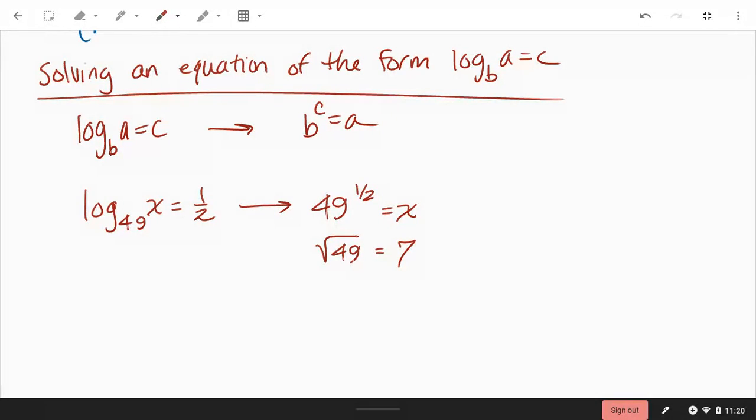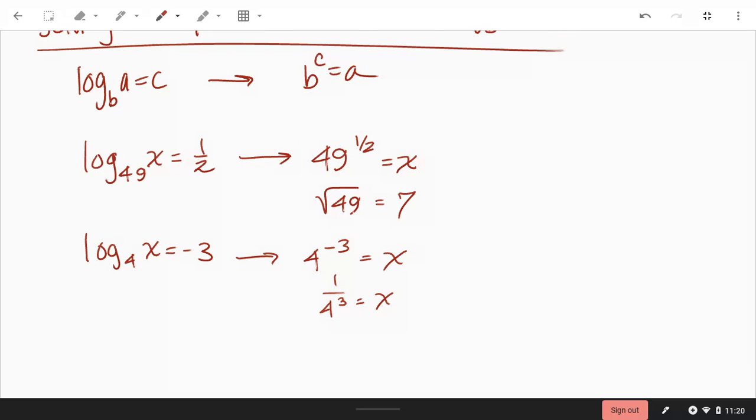It looks like they do have a lot of fractional exponents though. So we'll do one with a negative exponent. Log base 4 of x is -3. So we do 4 to the -3 is x. So that's 1 over 4 to the 3rd power. And 4 to the 3rd power is 64. So 1 over 64 would be your answer for that one.